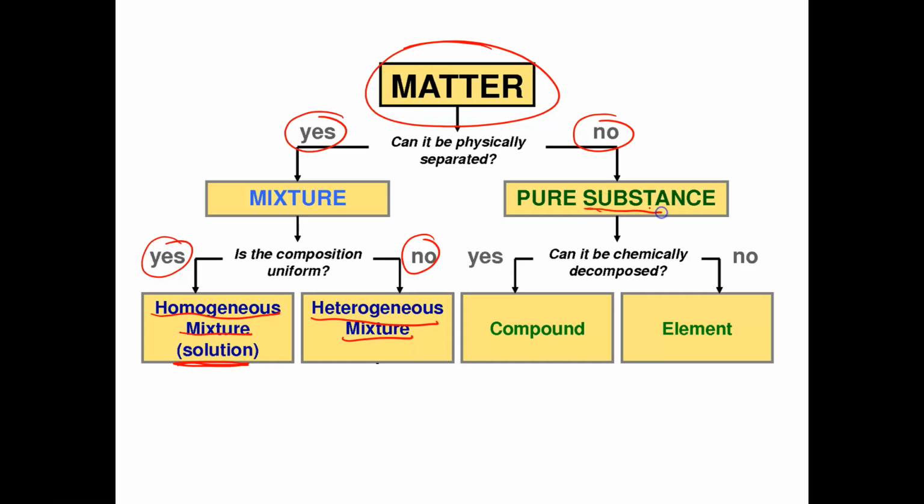If we have a pure substance and we find that it can be chemically broken down into multiple different types of atoms, then we have a compound. But if our pure substance cannot be broken down chemically into multiple different types of atoms, then we have an element. Now, you're going to see that we're going to continue to divide elements and compounds into different categories, but we're pretty much done with our mixtures. We're not going to divide those into any further categories.